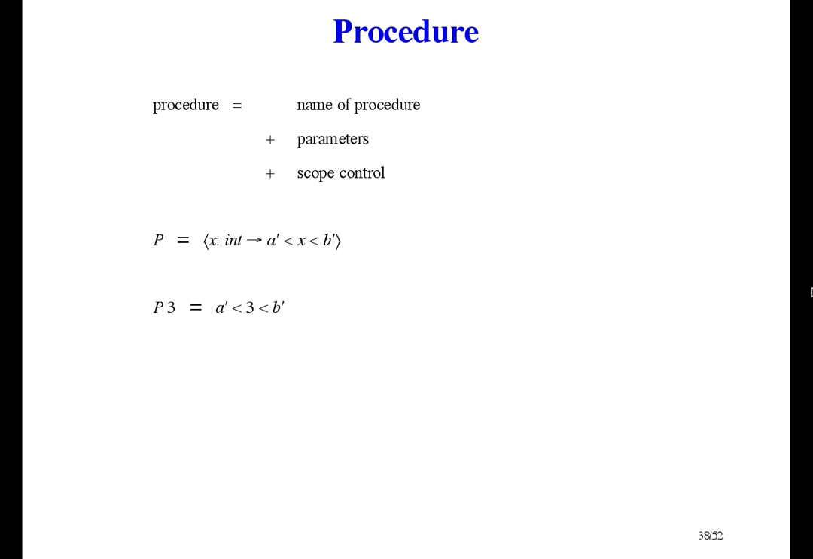We can say that P of 3 puts A and B on the two sides of 3, and P of A plus 1 puts the final values of A and B on the two sides of the initial value of A plus 1. Here's a refinement. I've chosen to make A 1 less and B 1 greater than the parameter value. But this refinement is completely irrelevant to the use of the procedure. Wherever the procedure is used, it's the specification we use. That way, the users don't have to know the implementation, and the implementer doesn't have to know the uses.